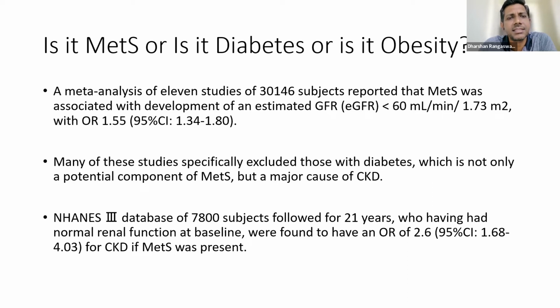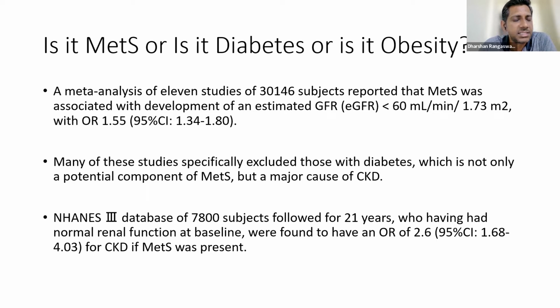So what exactly is it? In the next couple of slides, I try to separate out each one of them, whether it's metabolic syndrome, or diabetes, which is a part of metabolic syndrome, or obesity, which is metabolic syndrome, which is causing chronic kidney disease. There was a meta-analysis of 11 studies in 30,000 patients, which reported that metabolic syndrome was associated with the development of chronic kidney disease stage 3, and the odds ratio was 1.55.